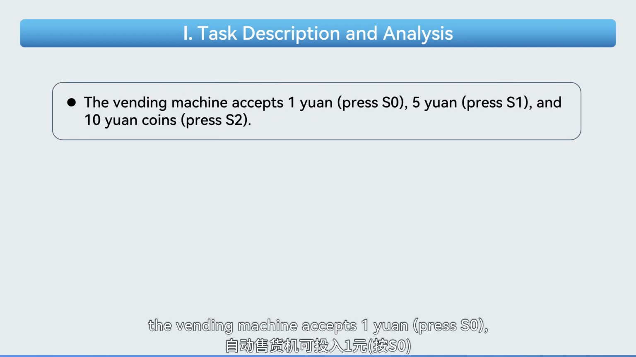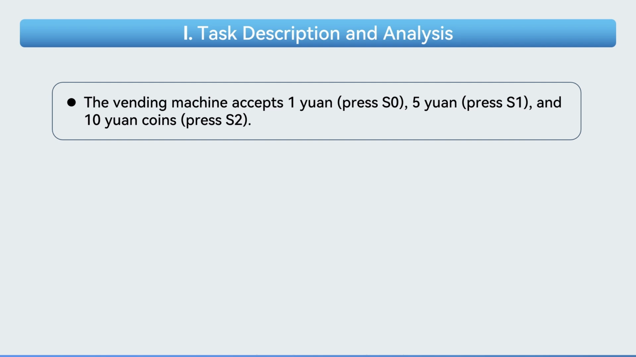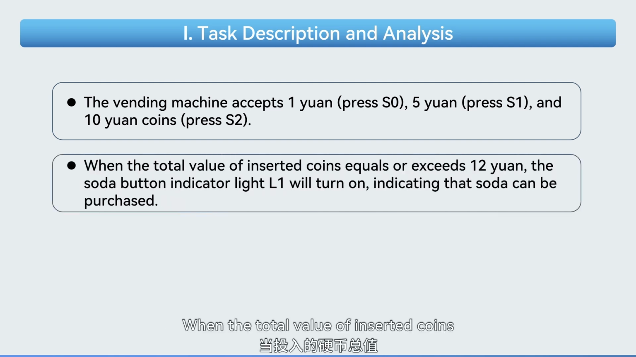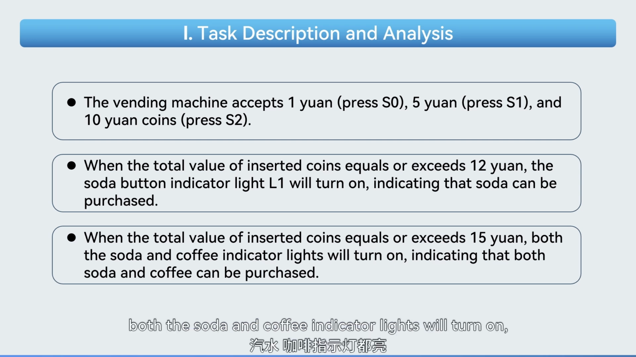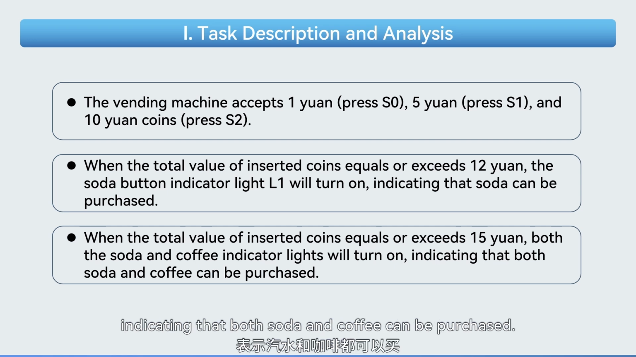In this task, the vending machine accepts 1 yuan, press S0, 5 yuan, press S1, and 10 yuan coins, press S2. When the total value of inserted coins equals or exceeds 12 yuan, the soda button indicator light L1 will turn on, indicating that soda can be purchased. When the total value of inserted coins equals or exceeds 15 yuan, both the soda and coffee indicator lights will turn on, indicating that both soda and coffee can be purchased.